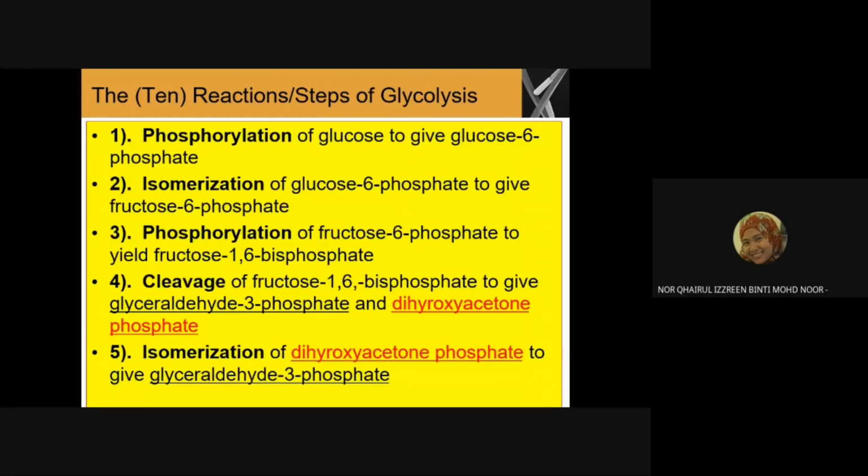And then again, the third step is phosphorylation of fructose 6-phosphate to produce fructose 1,6-bisphosphate. Then cleavage of fructose 1,6-bisphosphate to give glyceraldehyde 3-phosphate and dihydroxyacetone phosphate. So here is the second stage of glycolysis. For the fifth step is the isomerization of dihydroxyacetone phosphate to give glyceraldehyde 3-phosphate.